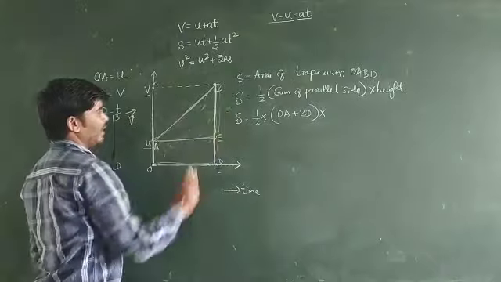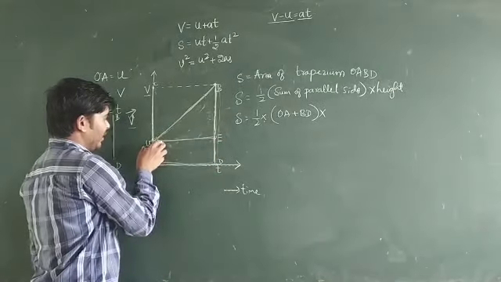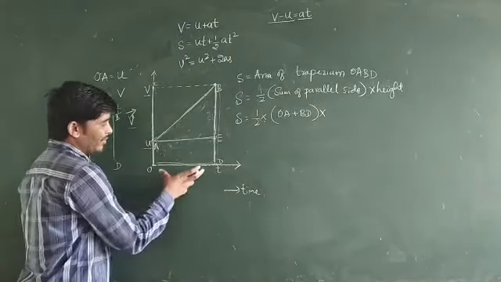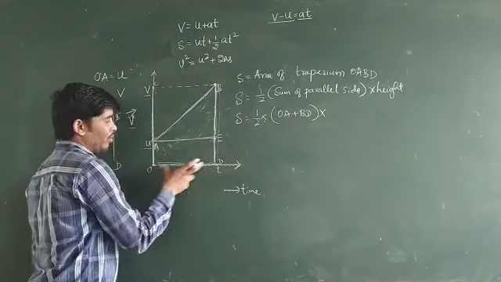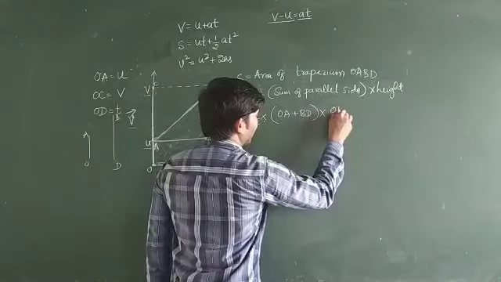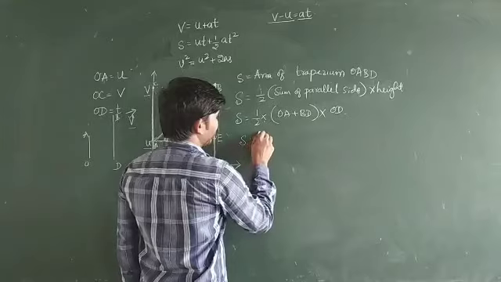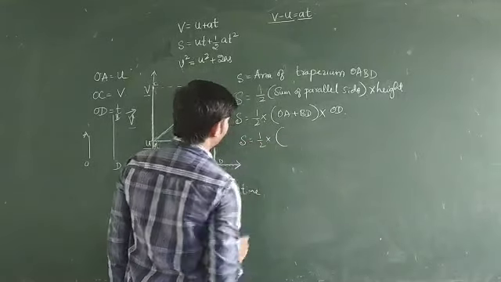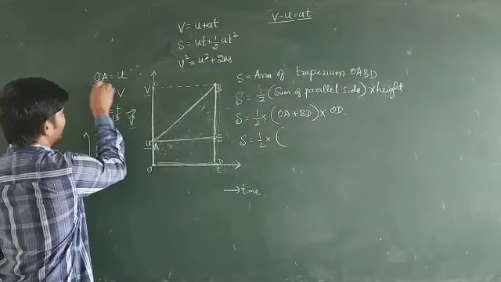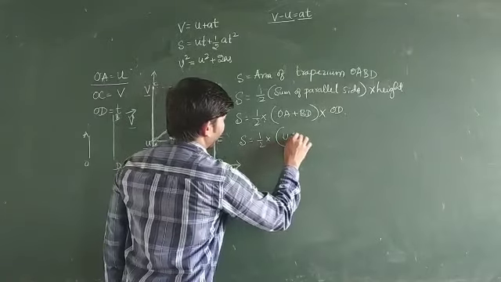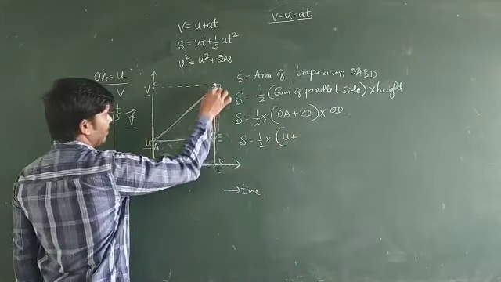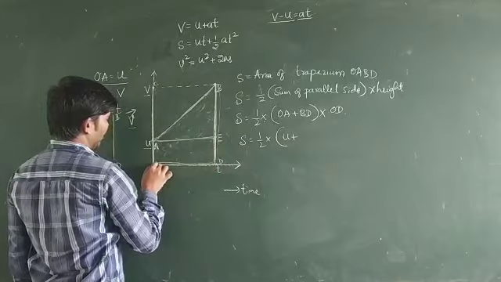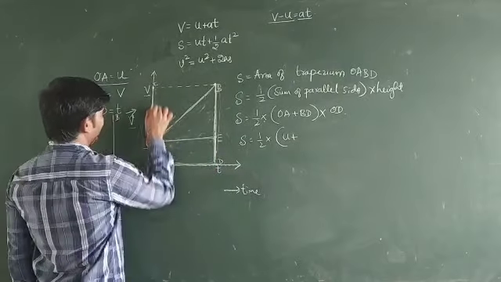So height is not BD, as this is parallel with the side OA. So now we are considering the height as OD. S is equal to half into what is OA? OA is equal to U. Plus what is BD, from here to here? BD is equal to OC.